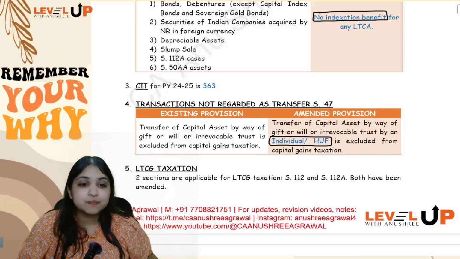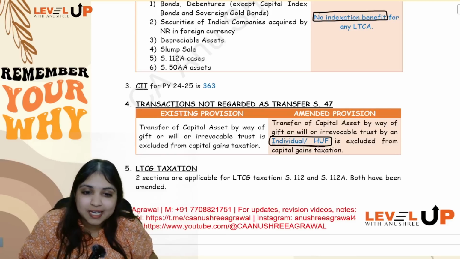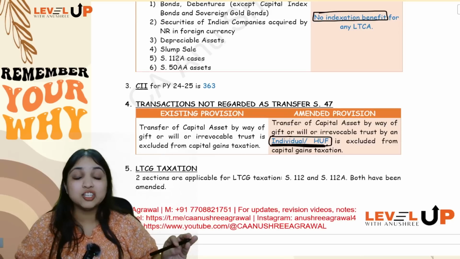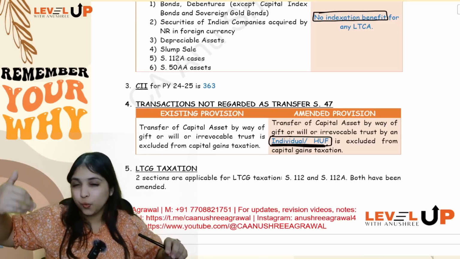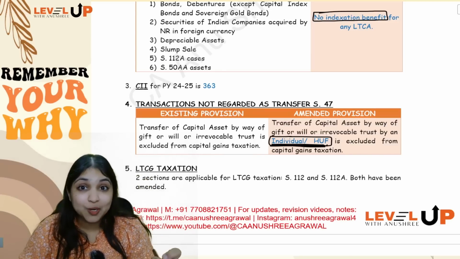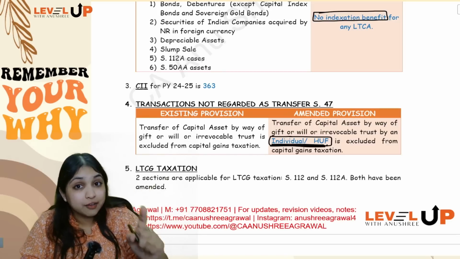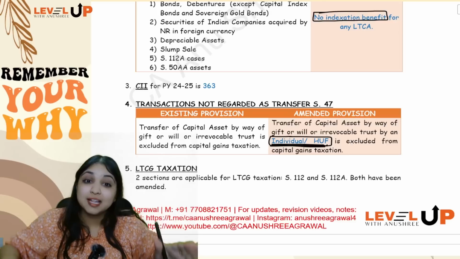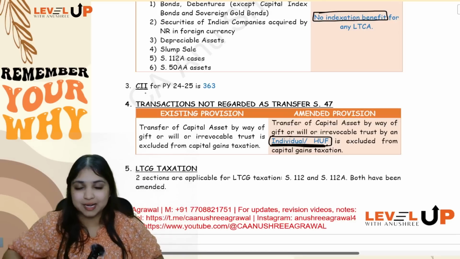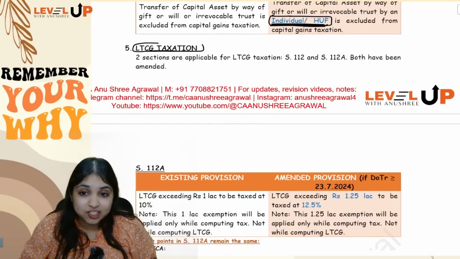Only if transfer by way of gift or by way of will is by individual or HUF, only then it will not be considered as transfer. Understood, guys? So conclusion, gift, will, not a transfer, no capital gains, provision applicable only for individual HUF. If assessee is any other assessee, gift will be considered as transfer, there will be capital gains. Okay, so this is it about your 4th amendment. Alright, now comes your 5th amendment. This is regarding LTCG taxation.